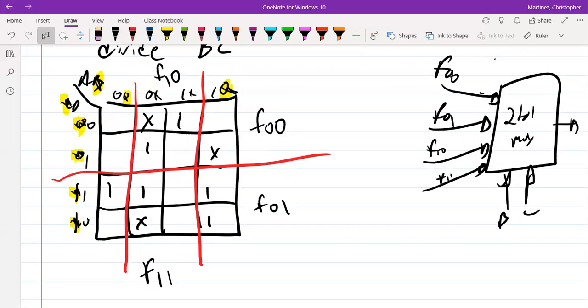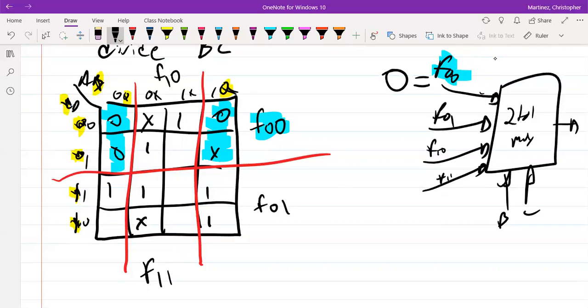Okay, so let's look at F00. I'll put this in blue here. So F00, it's those 4 boxes. We've got to say, okay, what term is it going to be? I have a don't care here. Well, the best thing for me to do is put that don't care as a 0 because I don't need to put it as a 1. If I put it as a 1, I have a term. I'd rather have a 0 or a 1 instead of a term.